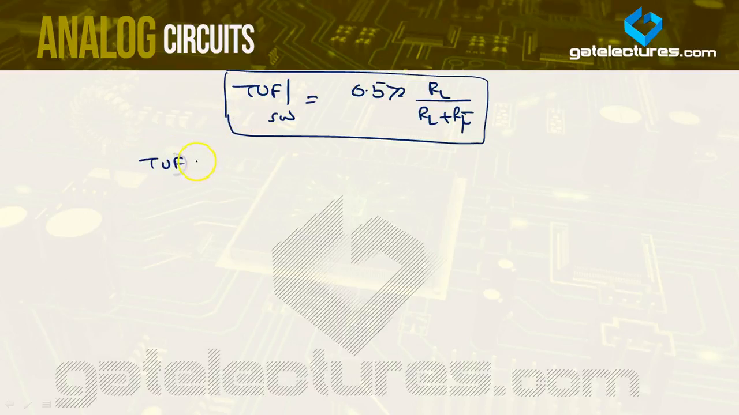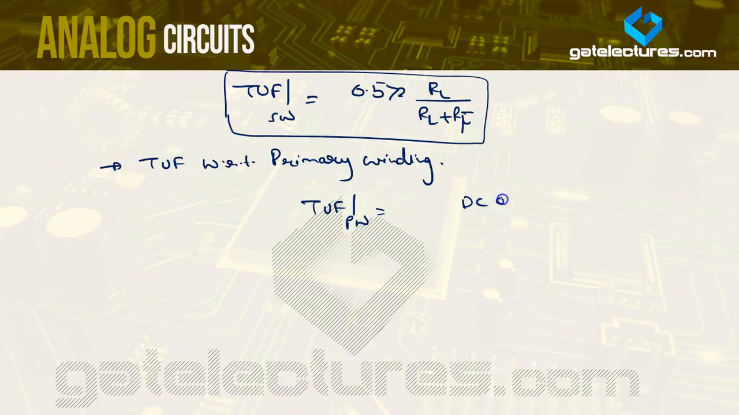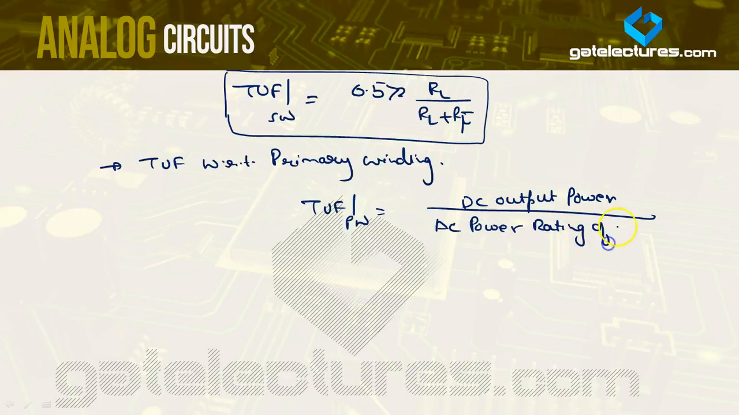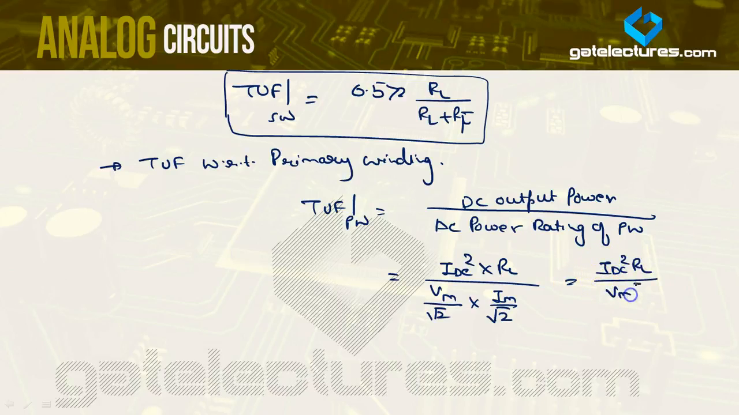So if we just find out the TUF with respect to the primary winding, we can define it as DC output power divided by AC power rating of primary winding. So it is equal to IDC square into RL, divided by the AC power rating, which is Vm by root 2 into Im by root 2. This will come out to be IDC square into RL over Vm Im by 2.